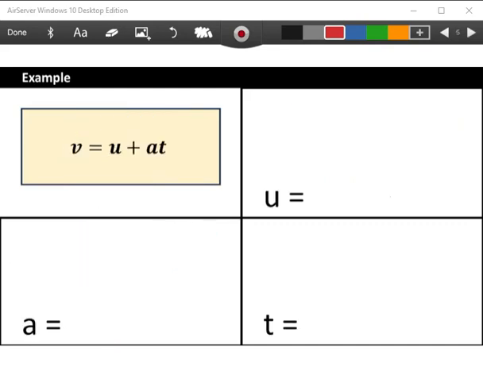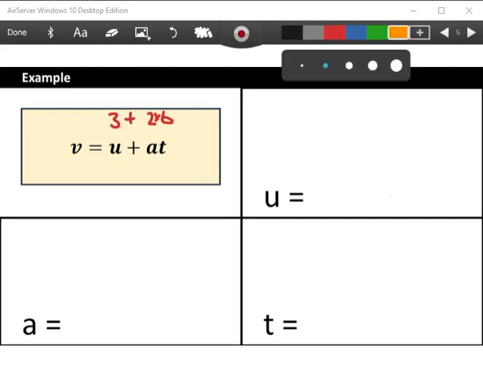Okay, let's look at a slightly more complex one, an equation of motion. v equals u plus at. Now, we've got two bits to this, and what I want you to think about before you go too far with this is how we would actually do this sum. For example, say we knew that u was 3 and a was 2 and t was 6. What we would do is do this bit first. We'd do the 2 times 6. Then, having done that, we would add 3 to get 15.